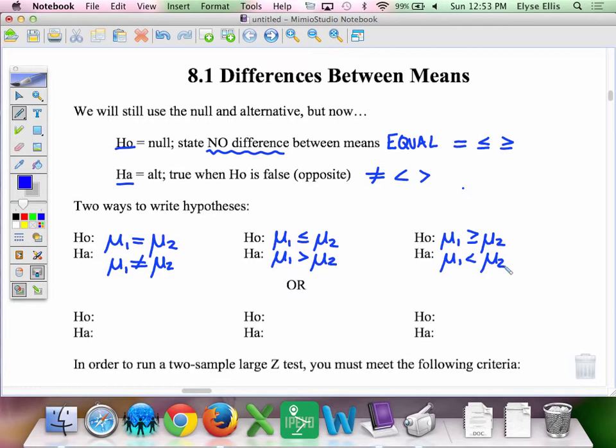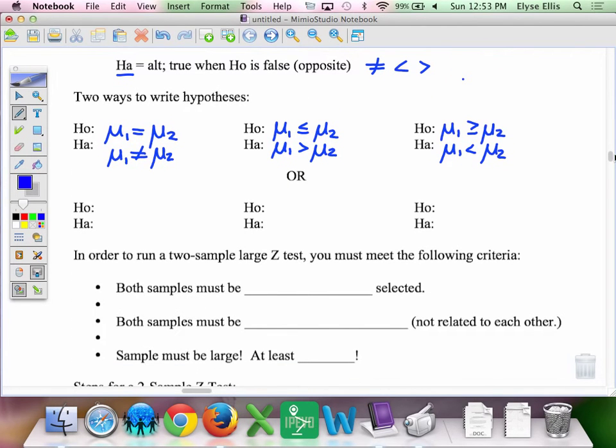Your other option is you can write it to show the difference. Differences in math typically means subtraction. So you can do mu1 minus mu2 is equal to 0. If you're equal to 0, there's no difference. 0 is a neutral number. And then you would have mu1 minus mu2 is not equal to 0, showing that there is a difference.